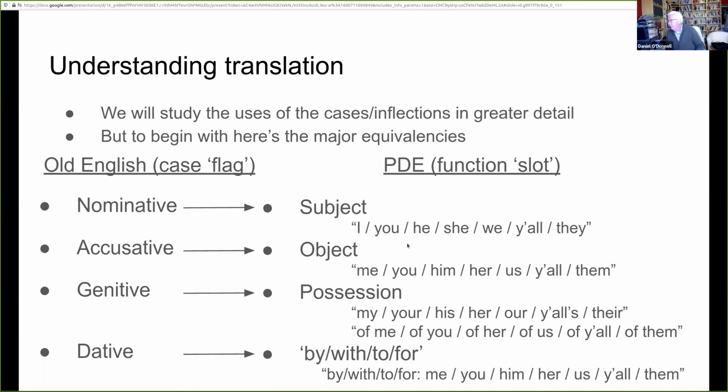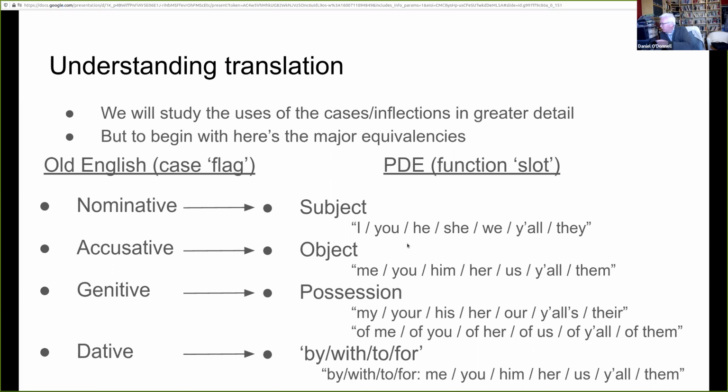So this is a very crash course. We're going to come and pick this up later, but basically this chart that you're seeing here is the equivalencies that you're going to be looking for. So when you're trying to find a sentence, you're going to read along, find the thing that's in the nominative, and that's going to be your subject.